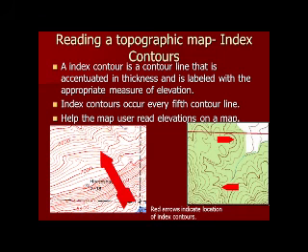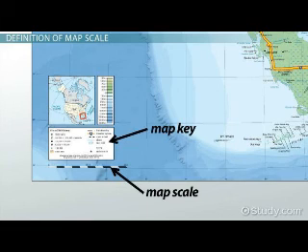Next we come to reading the index contours. Now an index contour is a contour line that is accentuated in thickness and is labeled with an appropriate measure of elevation. They occur every fifth contour line and help the map user read elevations on a map. Now in the next picture you can see the map key and the map scale.